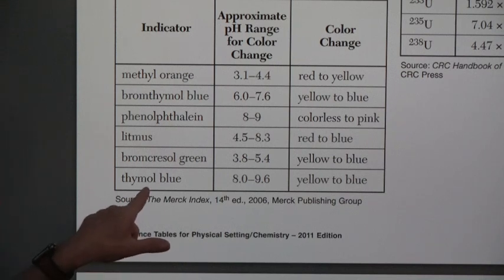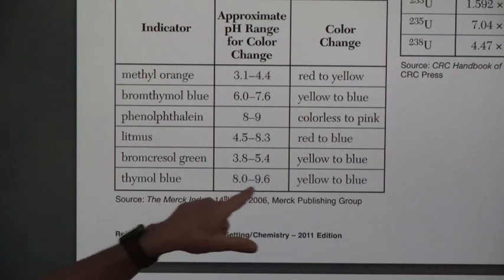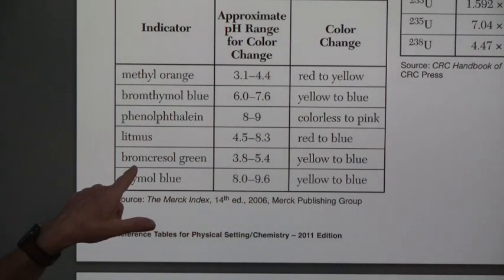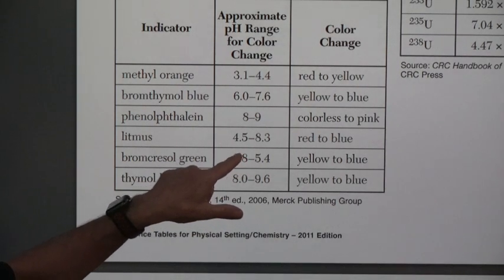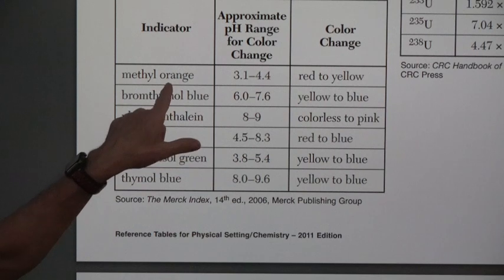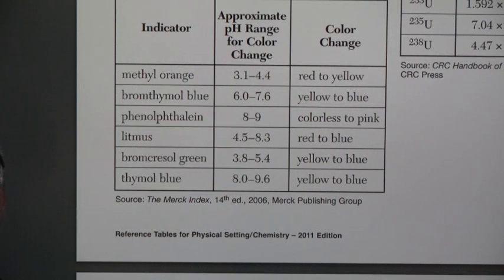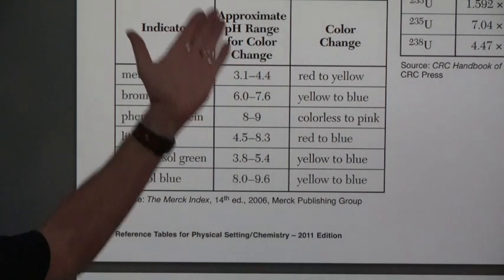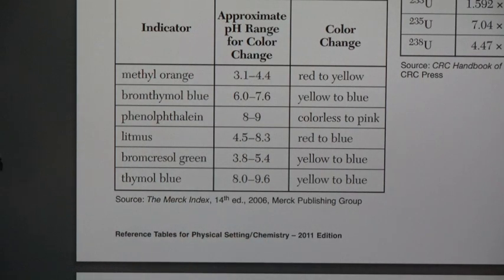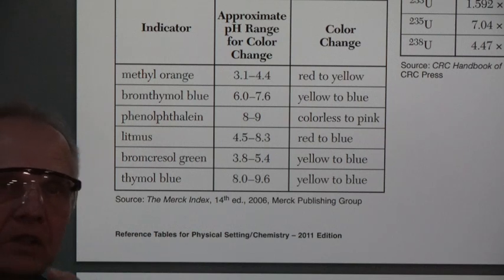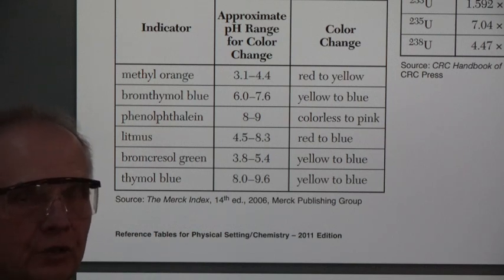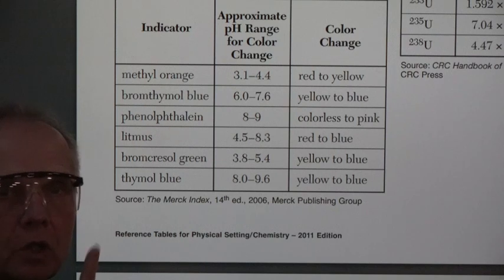Thymol blue is mainly in the base area. Bromo green, mainly in the acid area. Methyl orange, mainly in the acid area. So this indicator chart tells you what it indicates, acid, base, or both. Okay, so the only question you have here is, with the bromothymol blue, if it turns an acid yellow and it turns a base blue, what's the neutral color?